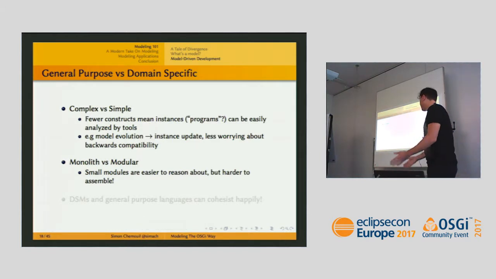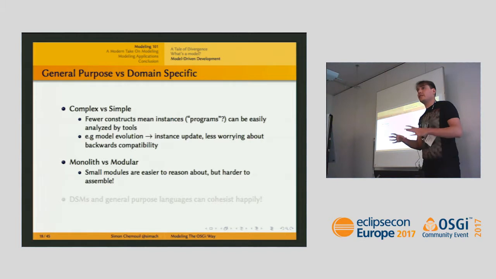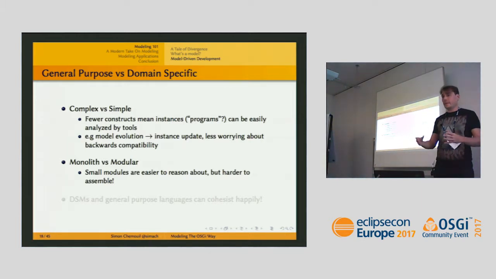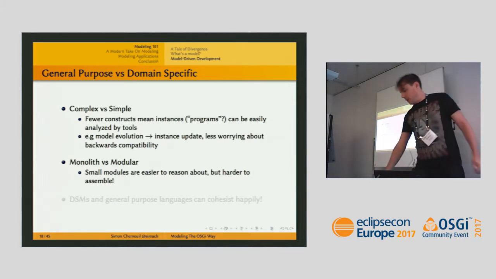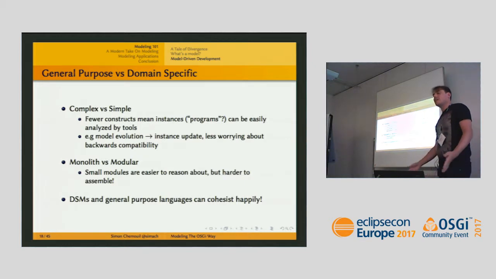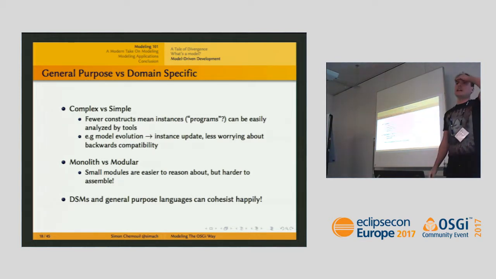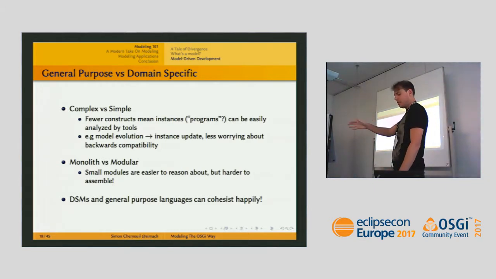It's the same with OSGi, like monolith versus modular. So your modules are easier to reason with, but the interactions between them are going to be more complex. So we find the same problems as with modularity, but at the end of the day, so far, DSLs and general purpose languages can coexist. It's just a way to go down that road, but you don't have to go the whole way at first, right?